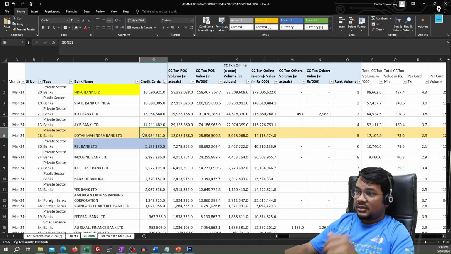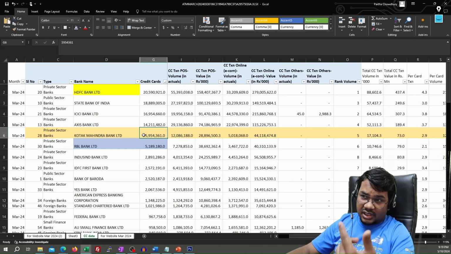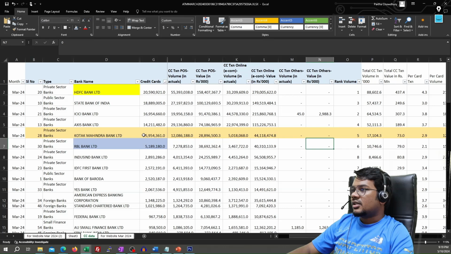And if Kotak Mahindra Bank aspires to be one of the major players in the top four, then it has to beat either Axis or ICICI. But it is a long road ahead. Okay, so let's just focus.